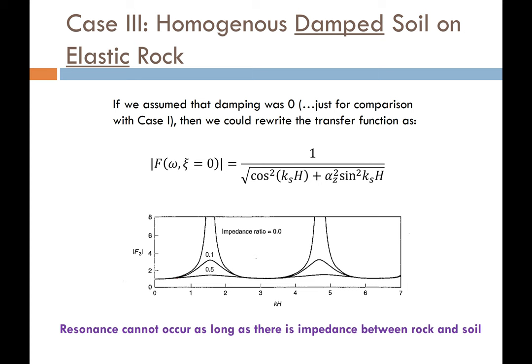So what's the moral to take from this story? The moral is that resonance in the soil cannot occur as long as there's impedance between the rock and the soil. And that's important to note, because if there was no impedance, all of our site response analyses would predict some frequency at which the ground motions just go crazy. But we don't ever see the ground motions going crazy, uncontrolled, at any frequency in the real world. So resonance cannot exist if there's any impedance between the rock and the soil.